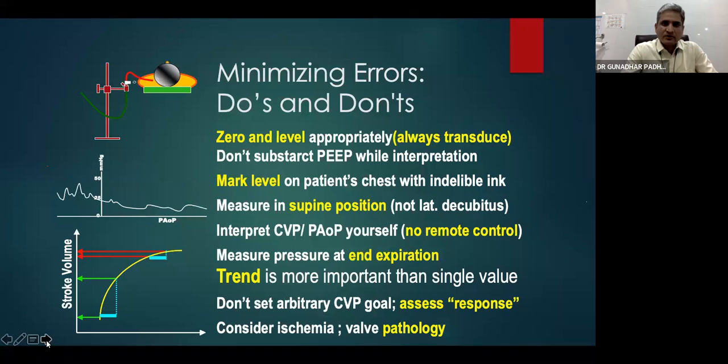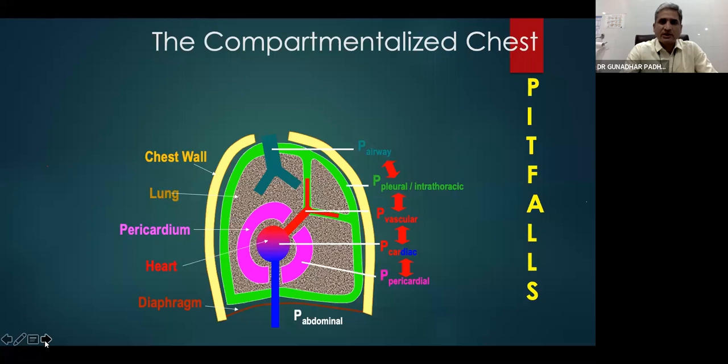Minimizing errors: always zero and level your transducer, mark the level on the patient's chest, and always measure pressures in the supine position, not in the lateral decubitus position, because that will give you falsely high or low readings. Always interpret CVP and pulmonary artery pressure by yourself. Measure the pressure at the end of expiration. Trend is always more important than a single value. Never rely on just a single value, always look for the trend. Do not set arbitrary CVP goals. Assess the response and consider ischemia. If there is some valve pathology, your CVP may not be reliable. So in such patients, do not measure the CVP.